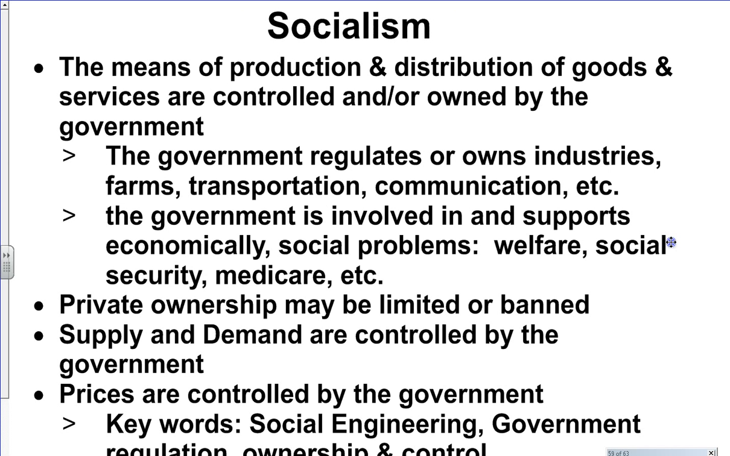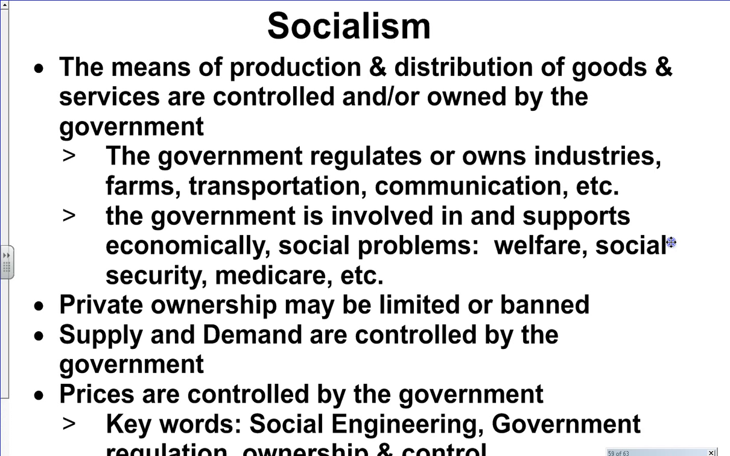Okay. Then you had socialism, which is kind of a cross between the two. Means of production of the goods and services are controlled and/or owned by the government. So it's often a heavy regulation. Government regulates or sometimes owns businesses, industries, farms, transportation, communication. The government is involved in and supports economically social problems. So there's welfare, there's Social Security, Medicare. Those are examples of that.